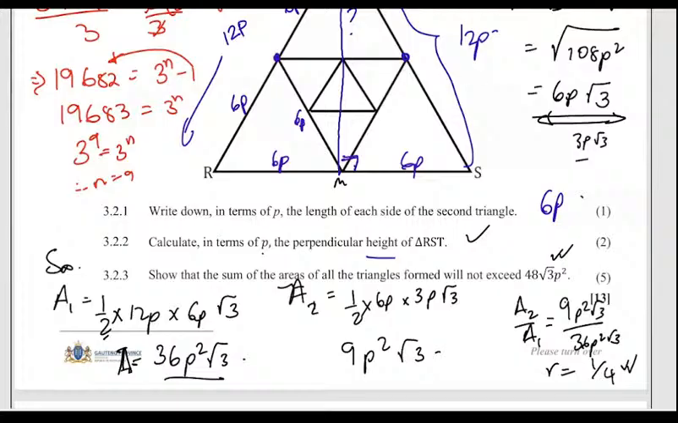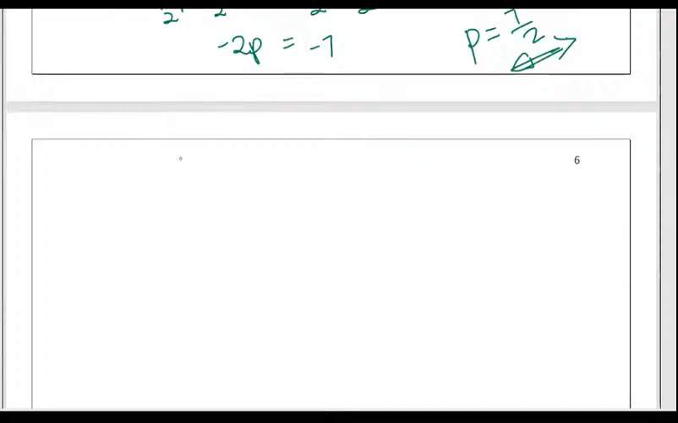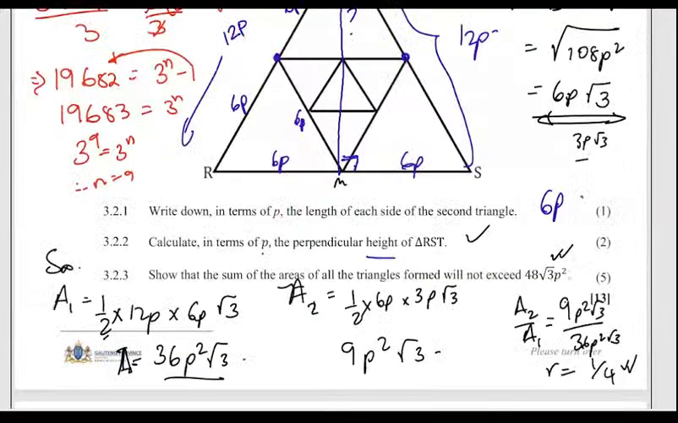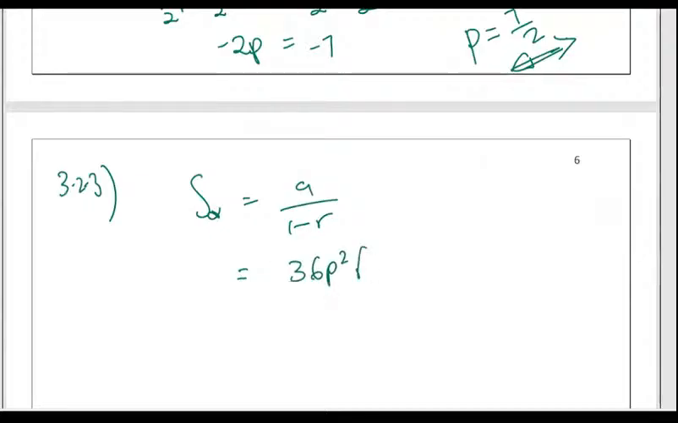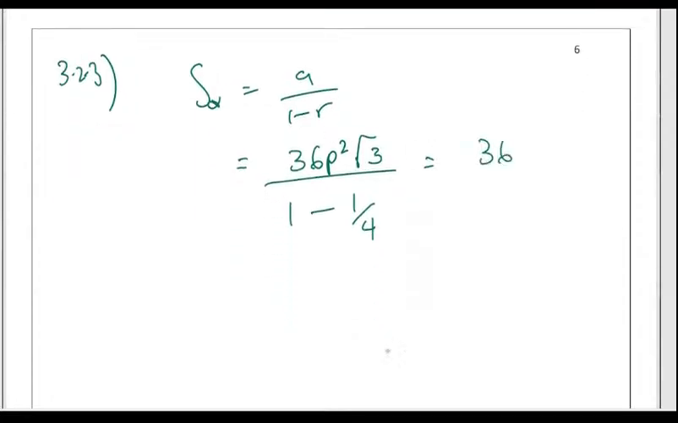All right, so let's go to the sum to infinity. Sum to infinity, this is 3.2.3. We know that sum to infinity is a over 1 minus r, okay? Our first term, or our first area, is 36p squared root 3. So 36p squared root 3 over 1 minus, we said our common ratio is a quarter. So when you simplify this, we have 36p squared root 3 over 3 over 4. So that is 12 times 4, which is 48p squared root 3.